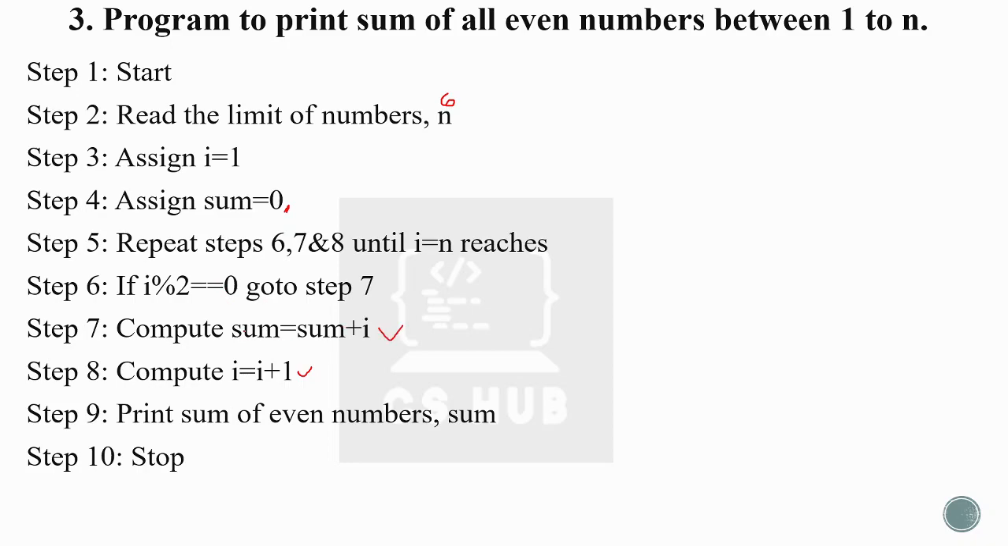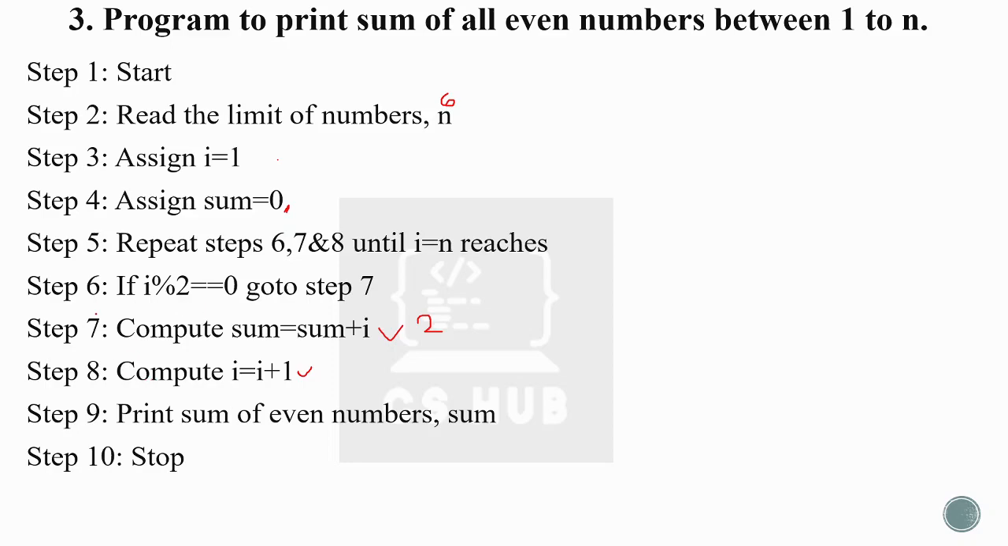Here what we are doing is just adding the value of sum plus the value of I. Here the value of sum is 0. So 0 plus 2. So we get sum as 2. Then again increment I. So our I will be 3, right? Again check whether 3 % 2 equal to 0. No. So we increment I.